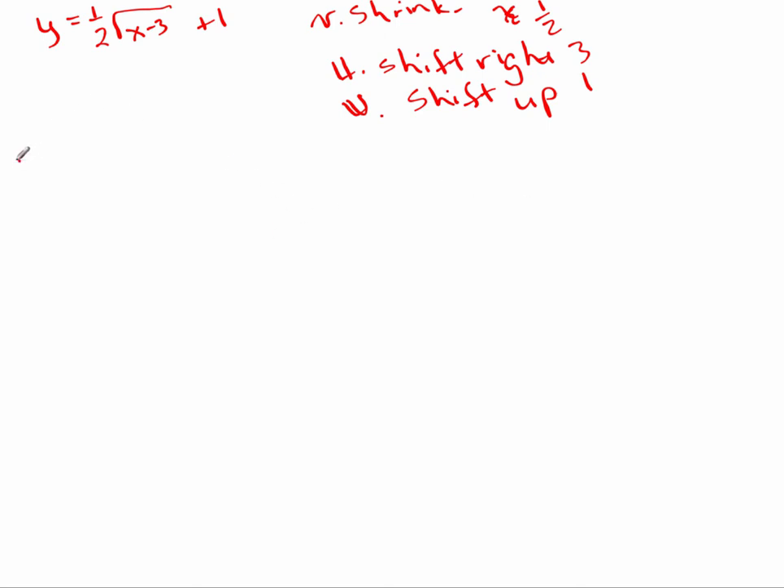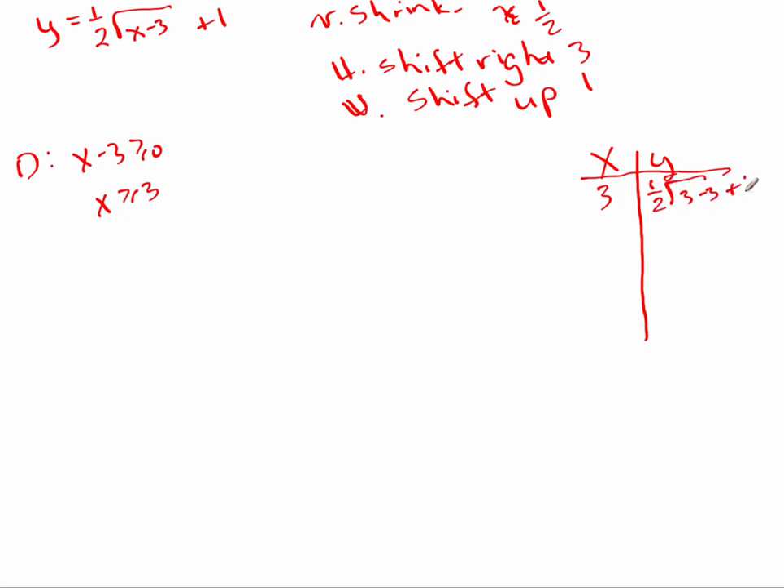Let me look at my domain. To find the domain, I take x minus 3 and I make it greater than or equal to 0. So x has to be greater than or equal to 3. So I can't start with any x's less than 3. So x, y. Now this one's going to be a little bit trickier. Let me put in x equals 3. When x is equal to 3, y is equal to 1/2 the square root of 3 minus 3, plus 1. So that's 0. So the whole thing is 1.